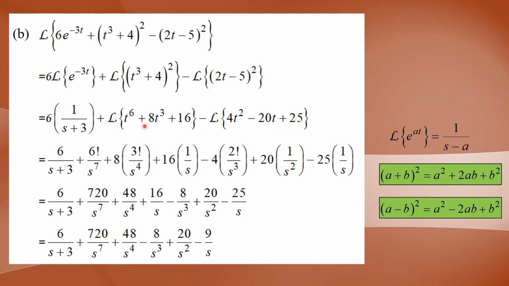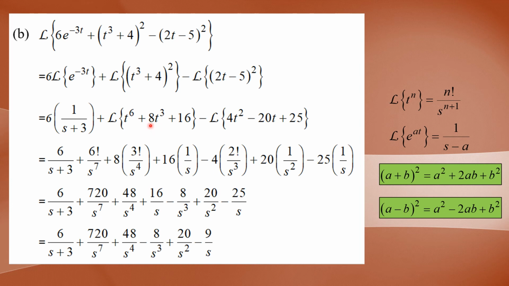Since we have not yet found the Laplace transform of these functions, we still have to write down the symbol L to denote that we are now going to find the Laplace transform of each term in this bracket. The Laplace transform of t to the power of 6 can be found by using the formula: the Laplace transform of t to the power of n is equal to n factorial divided by s to the power of n plus 1. In this case, n is equal to 6, so we get 6 factorial divided by s to the power of 7 as the Laplace transform of t to the power of 6, plus the Laplace transform of 8t cubed.